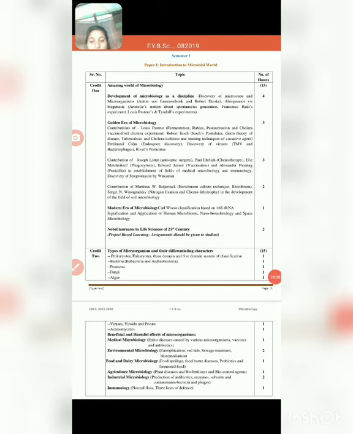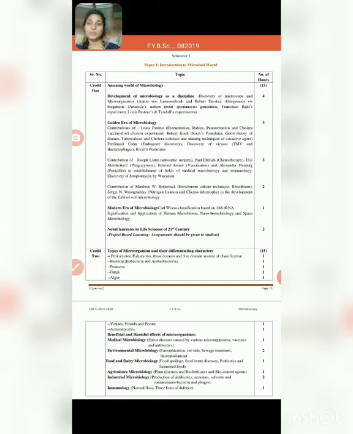Then the next topic is food and dairy microbiology. The name itself indicates that there are different types of food products which get spoiled with the help of microorganisms, and if we eat this spoiled food, a number of foodborne diseases are caused due to microorganisms. But they not only cause the spoilage of food, for the production of different fermented food products, microorganisms are very beneficial.